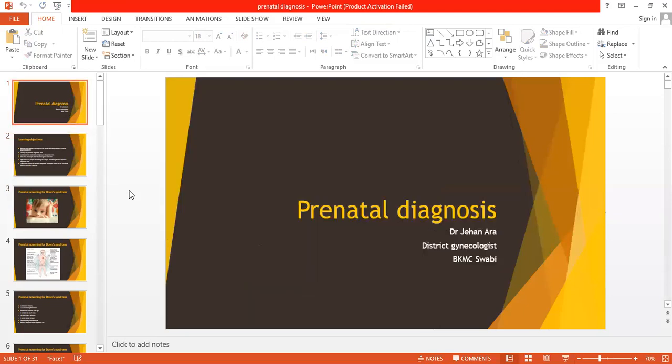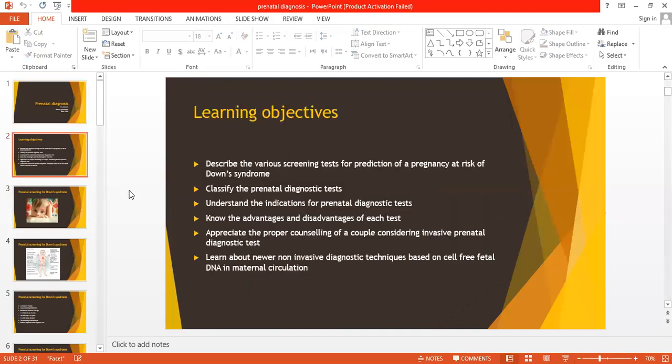Sorry for the half screen view, because with full screen, there seems to be a problem in changing the slides. The learning objectives for today's lecture are that at the end of this lecture, you should be able to describe the various screening tests for prediction of a pregnancy at risk of Down syndrome. You should be able to classify the prenatal diagnostic tests, and you should be able to understand the indications for prenatal diagnostic tests.